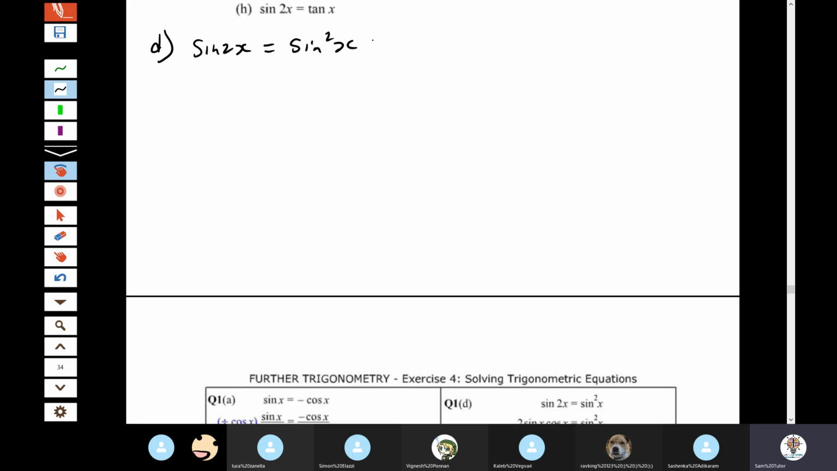Sine 2x equals 2 sine x cos x, equals sine squared x. What would you do at this stage? Change sine squared. Bring it to the other side. Bring this side. One sec. 1 minus cos squared.